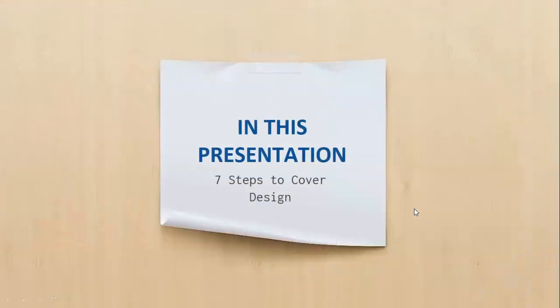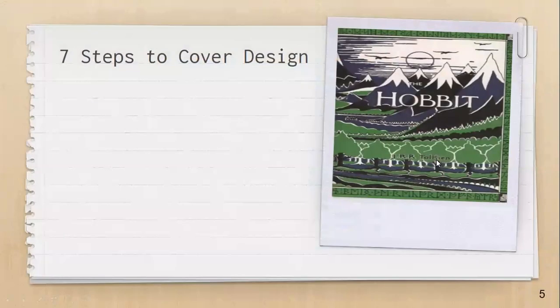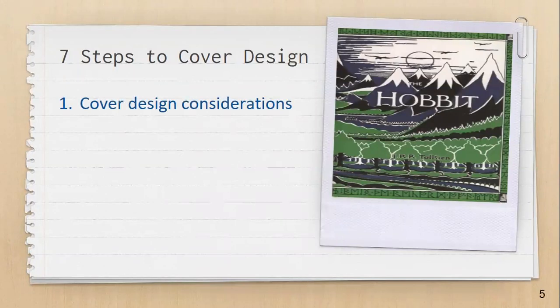So in this presentation, we're going to cover the 7 steps to cover design. Let's go through them first. Step 1 is cover design considerations. So it's thinking about what you need to be aware of. And this is going to really open your mind to your thought processes around what is involved with a cover. You'll never look at a cover the same. So if you go to your bookshelf after this, you'll see things very differently.